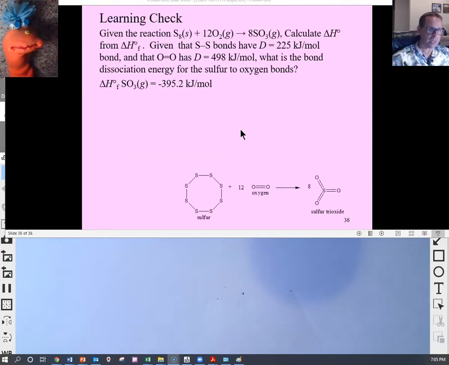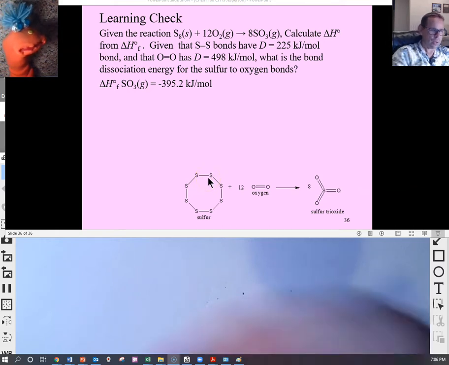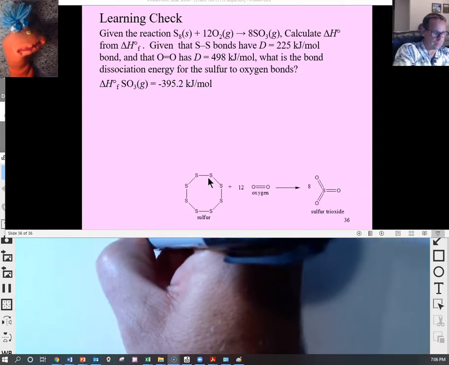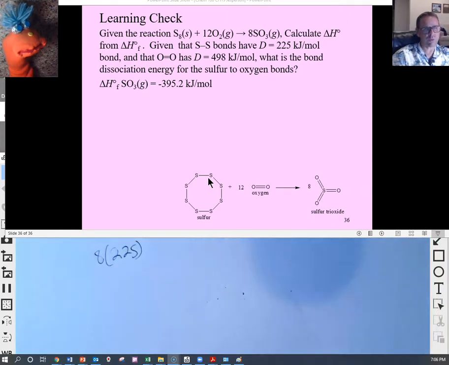All right, so how many sulfur-sulfur bonds are we going to break here? Is that 8? I think so. 1, 2, 3, 4, 5, 6, 7, 8. Okay? And that's energy. What's the energy of a sulfur-sulfur bond? 225 kilojoules for every mole? That's right. So we got 225 times 8. That's for our sulfur-sulfur bonds.